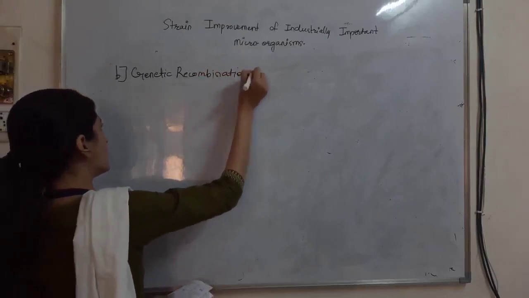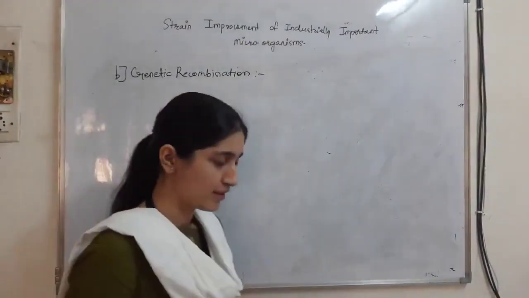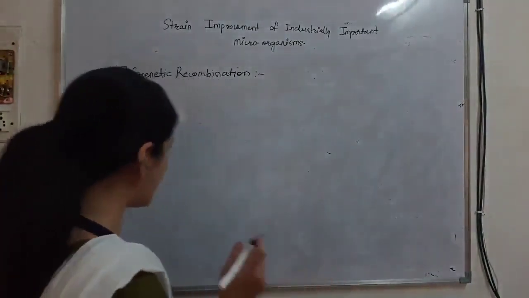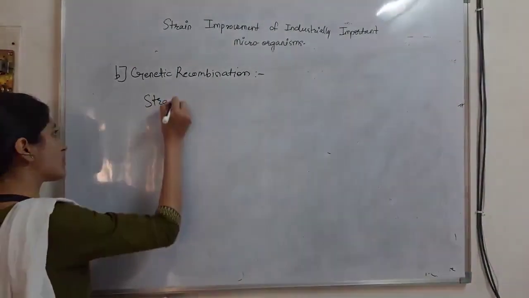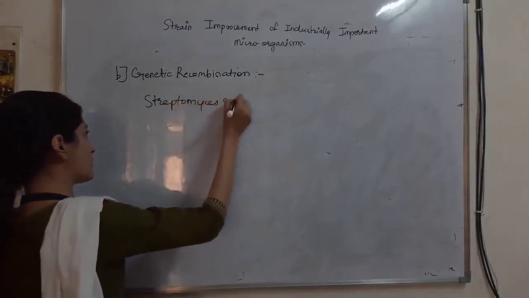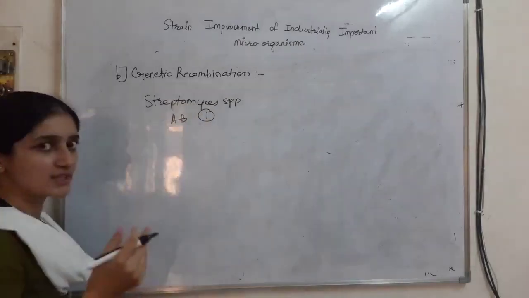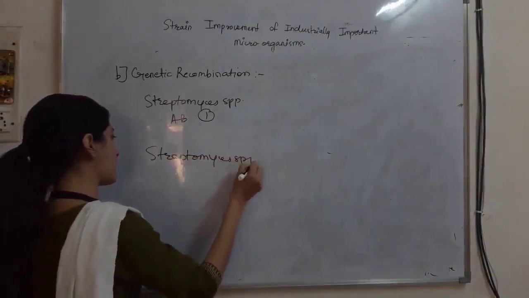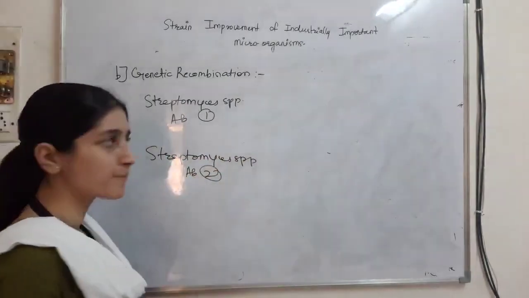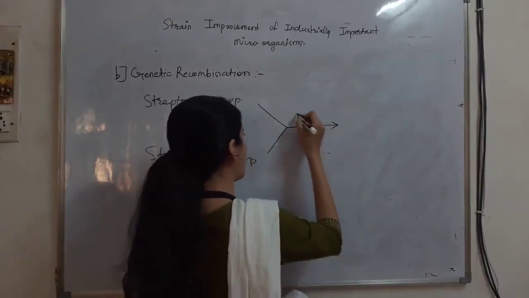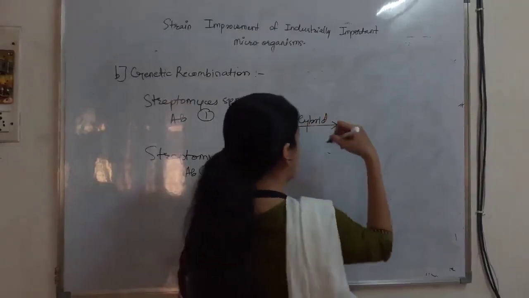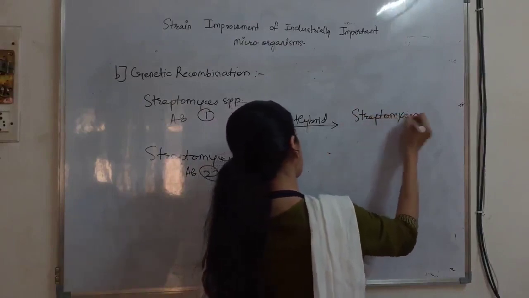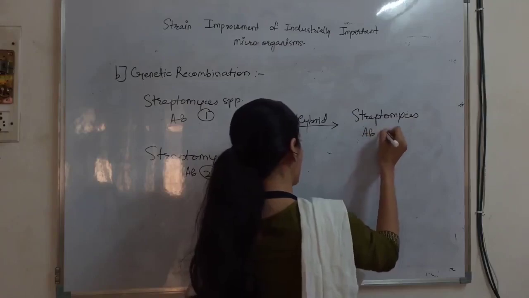Gene transfer can be carried out by conjugation, transformation or transduction. For example, if we use Streptomyces species 1, which produces antibiotic 1, and there is another Streptomyces species which produces antibiotic 2, we can combine both, form a hybrid, and produce another Streptomyces which produces antibiotic 3.